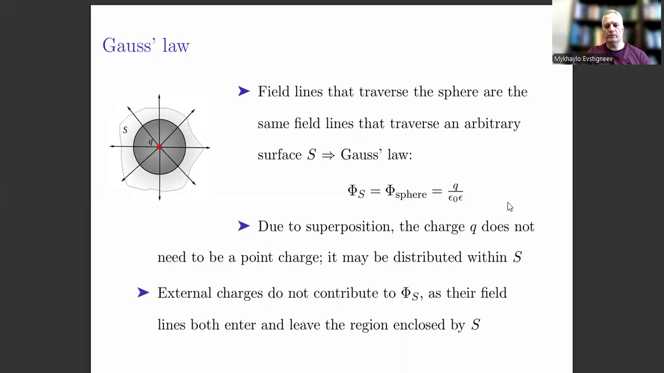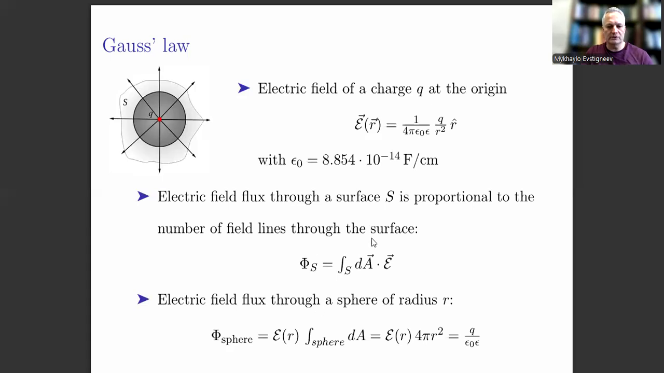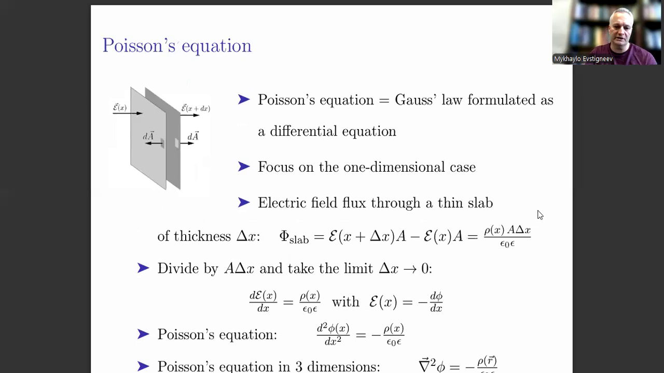Hooray. Now, this Gauss's law defines the electric field flux as an integral characteristic, right? As a surface integral. Poisson's equation is a differential form of Gauss's law, and I will explain Poisson's equation in the one-dimensional case only, because the three-dimensional case is only slightly more complicated, but the one-dimensional version of Poisson's equation is all that we will ever need in this course.